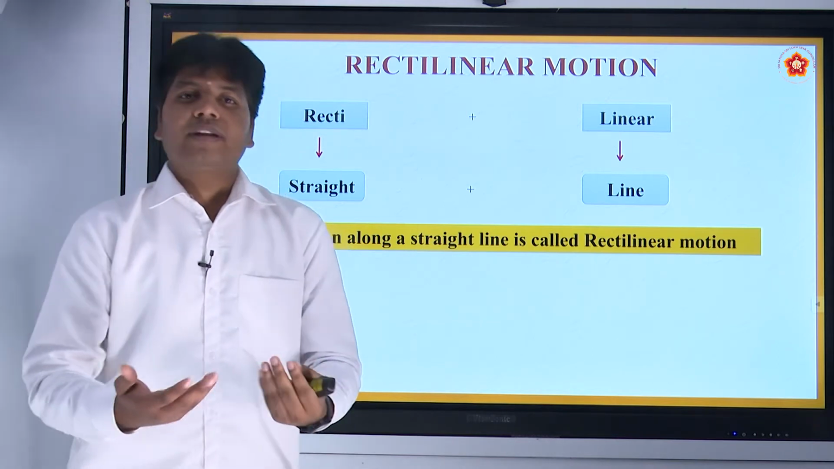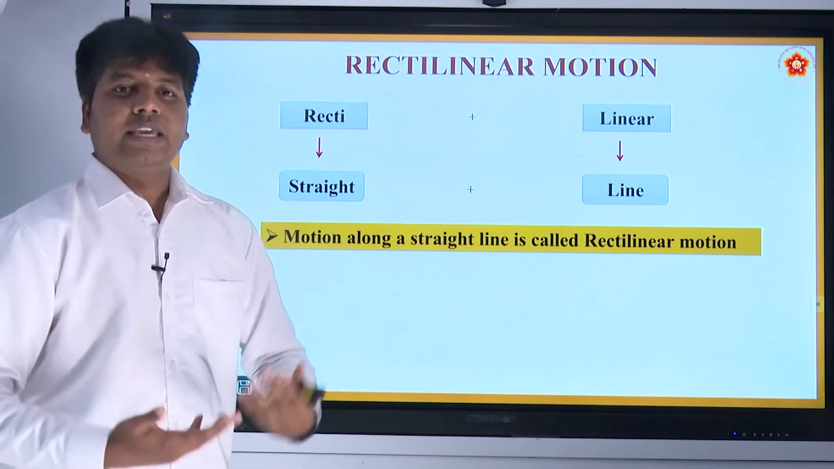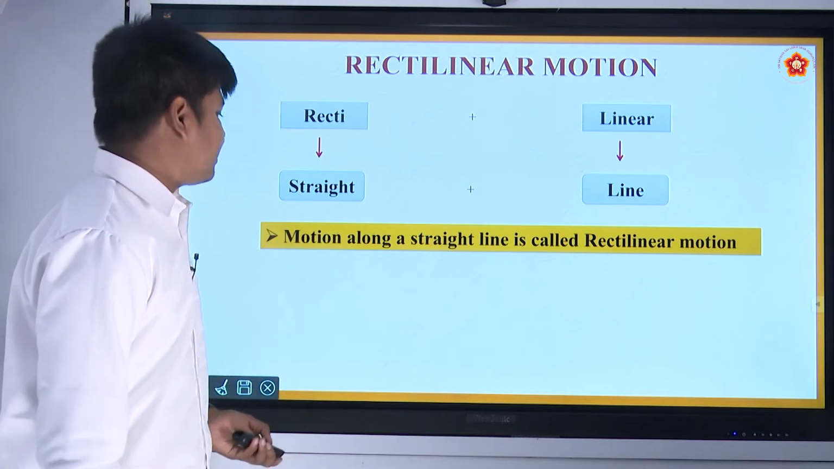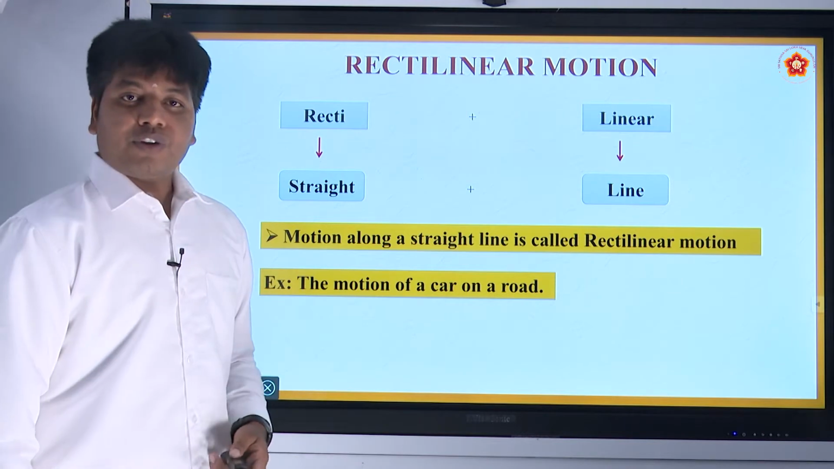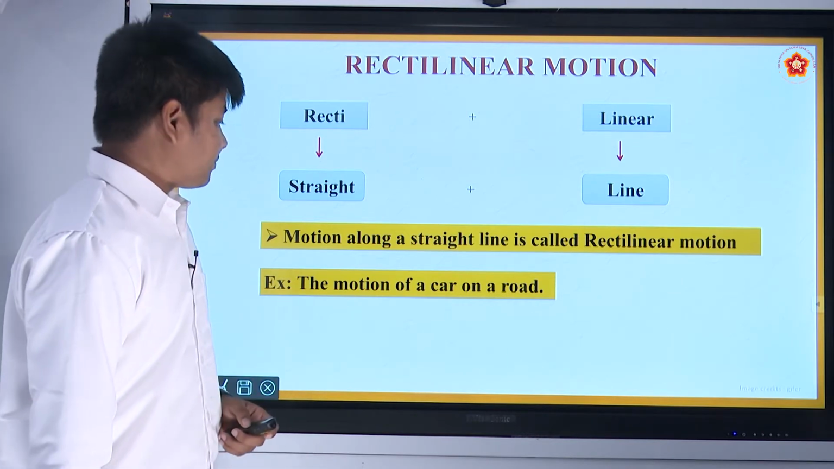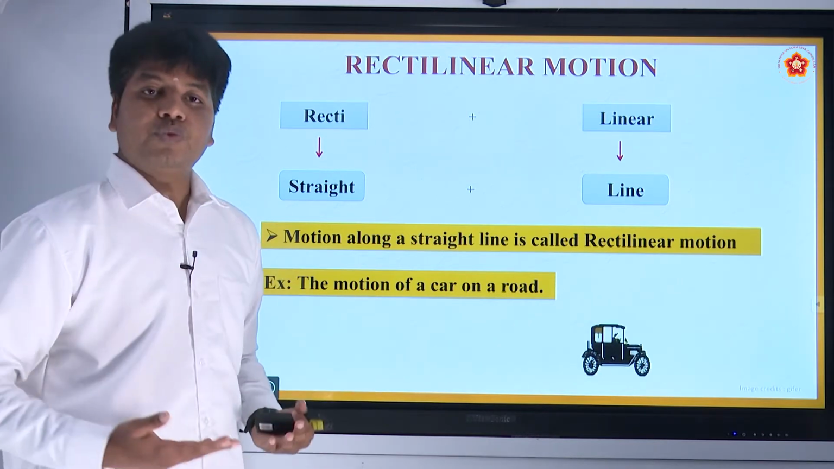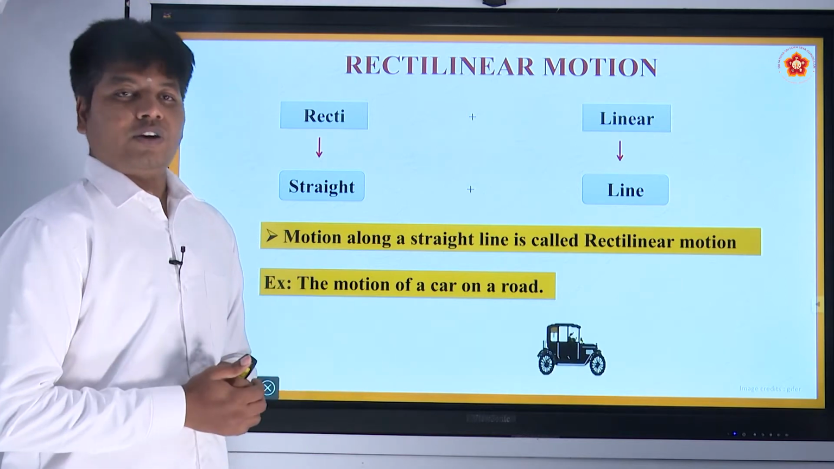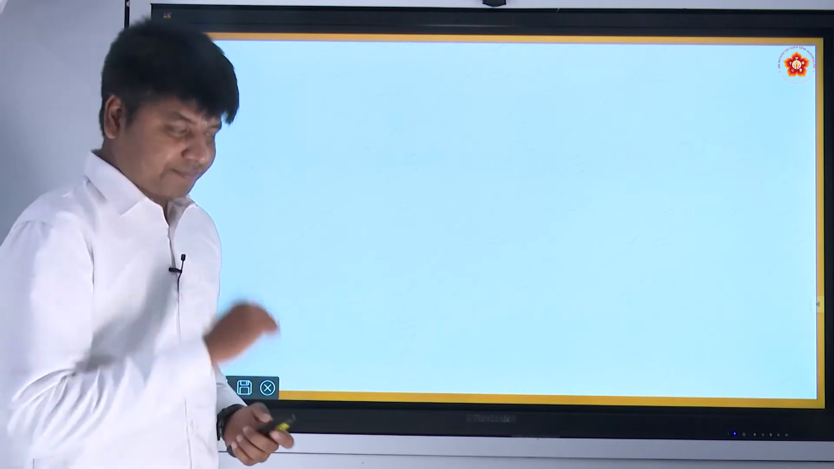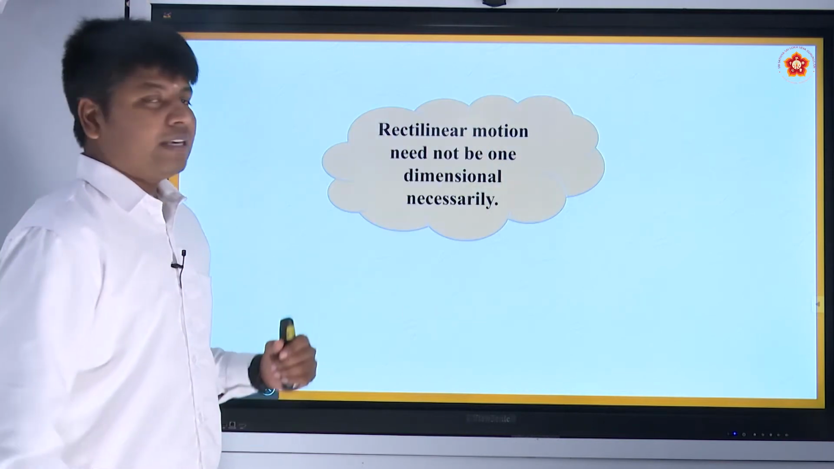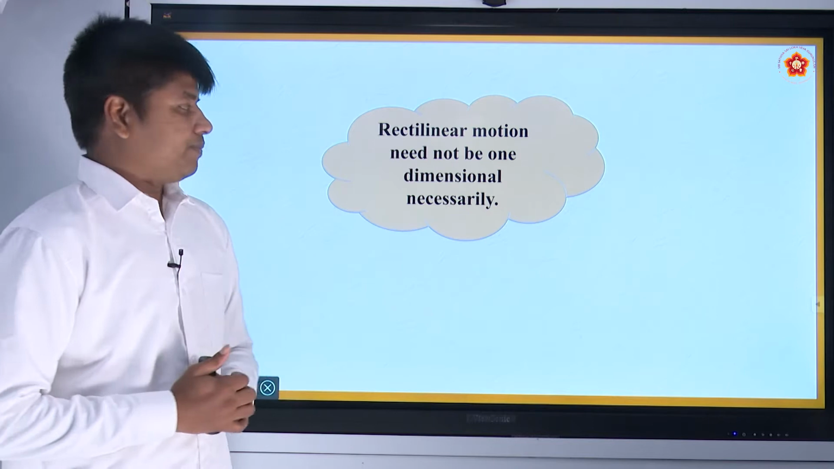So that is what we were discussing. We gave one more word, which is rectilinear motion. The example is the motion of a car on a road. We have already seen it. So how is the car moving? It is moving along a straight line on a road, right? Now let us see the properties of rectilinear motion.